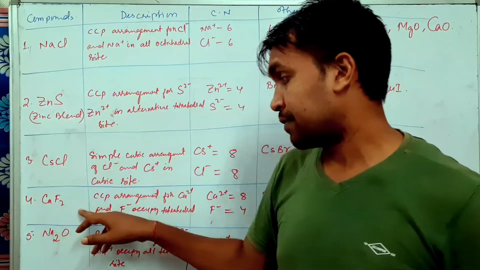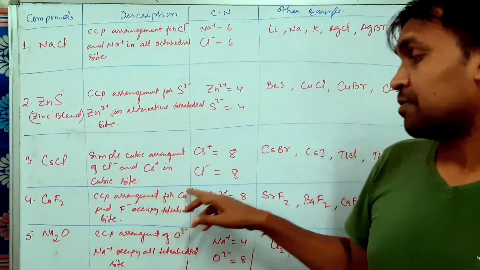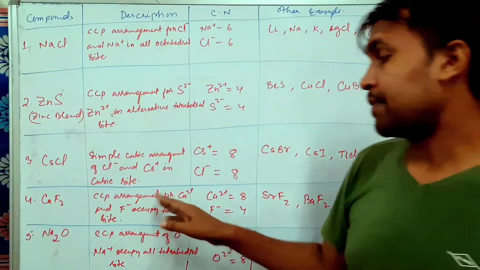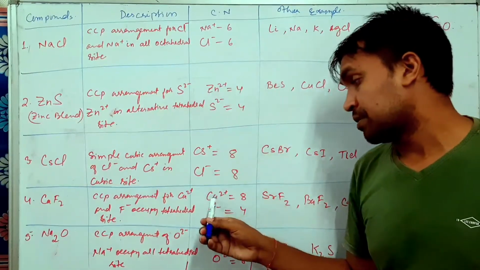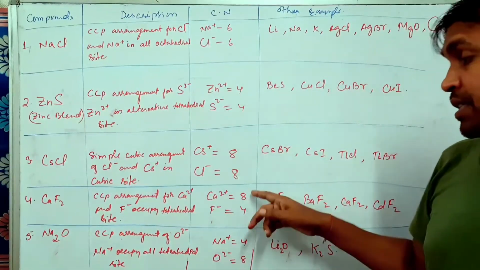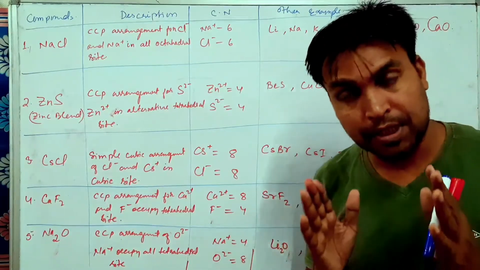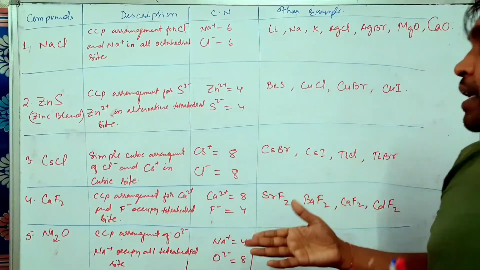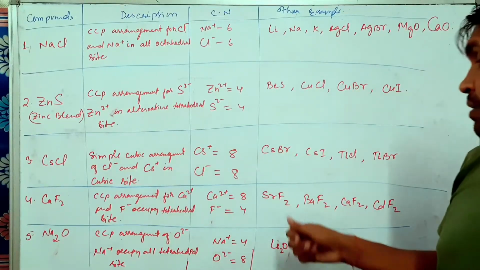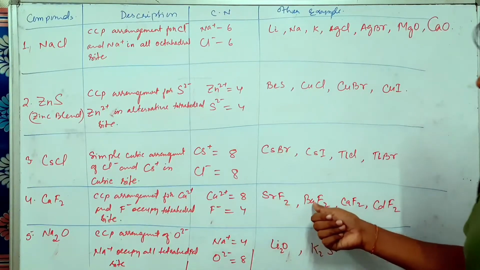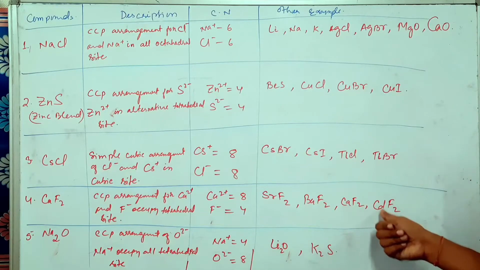So CaF2, what is the arrangement? CCP arrangement for Ca2 positive, and F negative occupies the tetrahedral sites. And what is the coordination number? Ca2 positive coordination number is 8, F negative coordination number is 4. Similar compounds which have the same coordination numbers and descriptions are SrF2, BaF2, CdF2.